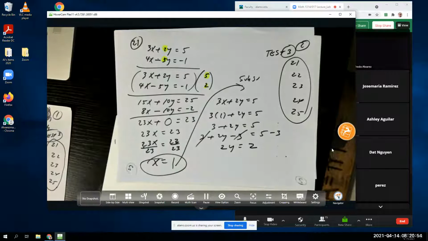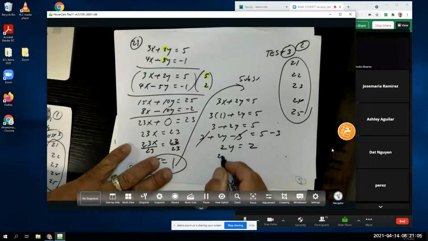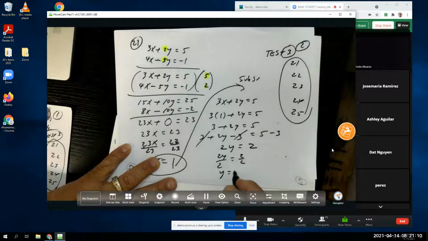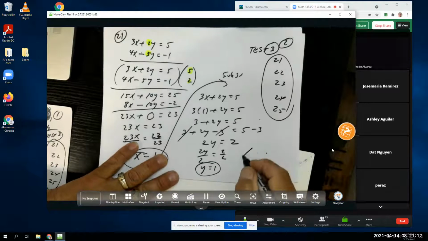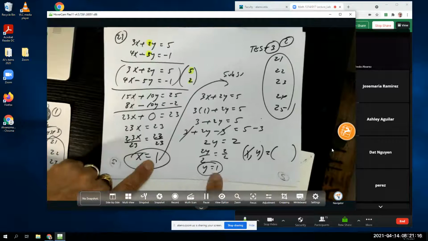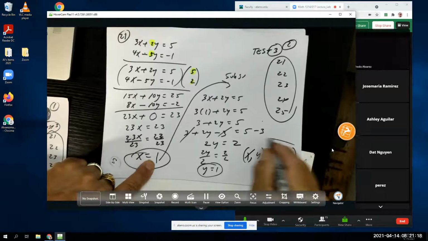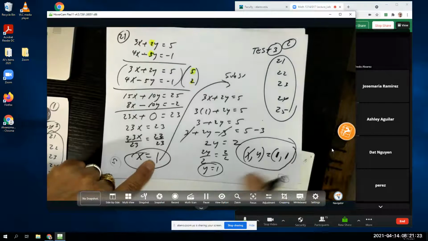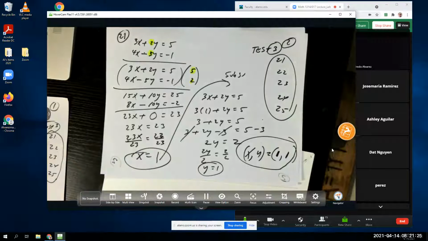Divide by what to fix it? By 2. Yep, by 2, right? If I divide both sides by 2, this one by 2 and this one by 2, so y equals 1. So x and y for this problem are what? 1 and 1. So 1 for the x and 1 for the y. Does that make sense? 1 for the x and 1 for the y.